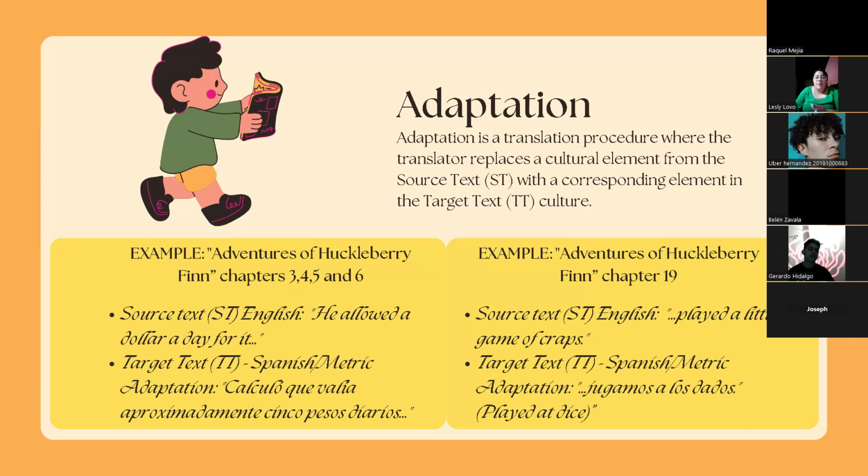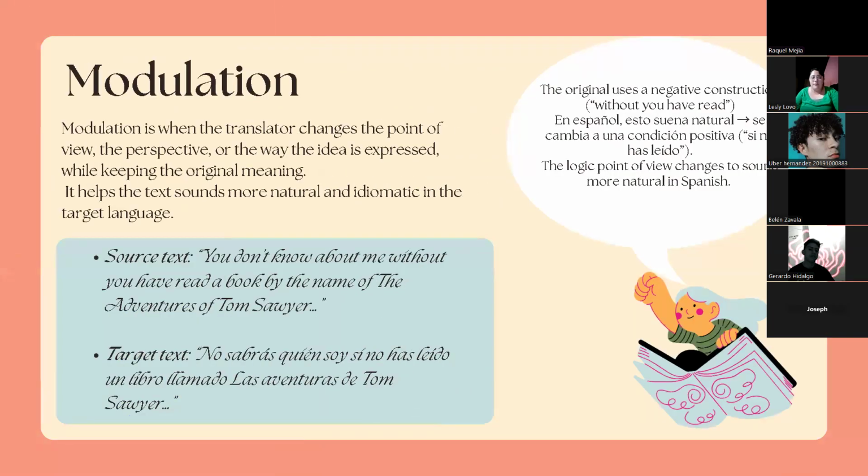The other example is, "played a little game of craps," and the next one is, "jugamos a los dados." While craps is a specific dice game, adapting it simply to dados is a generalization that preserves the action and the object at the same time. Now moving on with modulation.